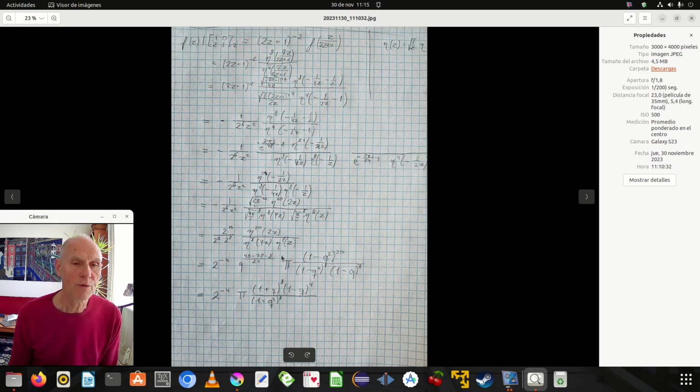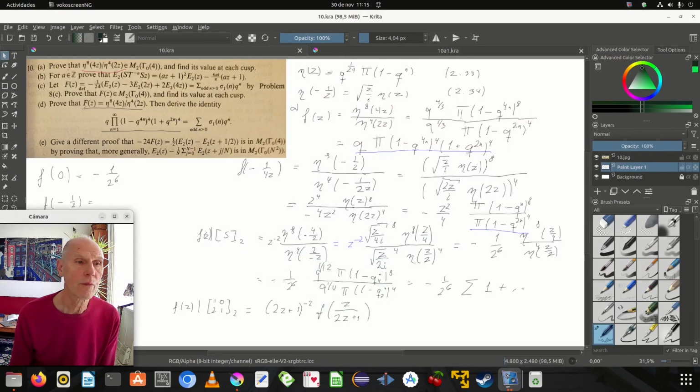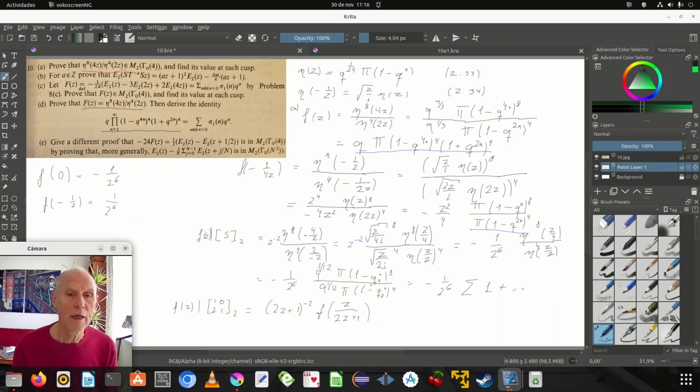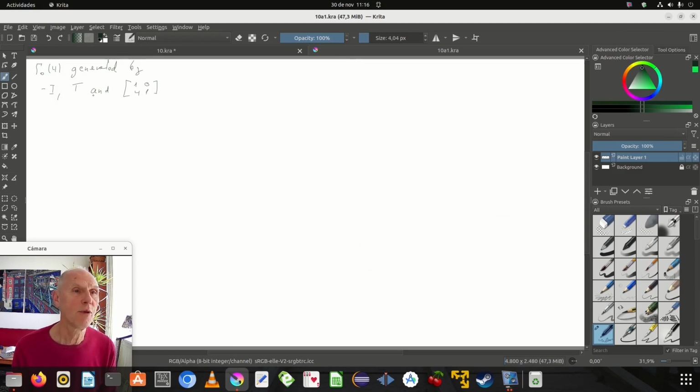the odd power of Q actually vanishes, so it just becomes a power series, and the value at the cusp is 2 to minus 4th. Next, my only idea is to actually perform this transformation on F and see if we can prove invariance by it. These two are already okay.